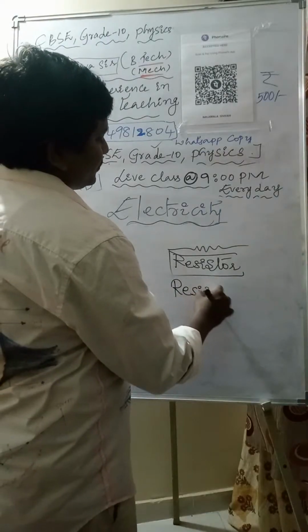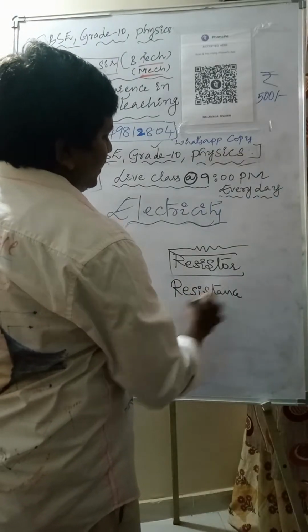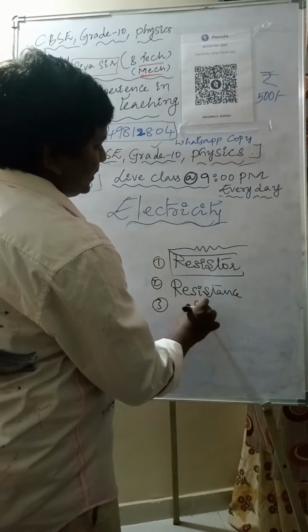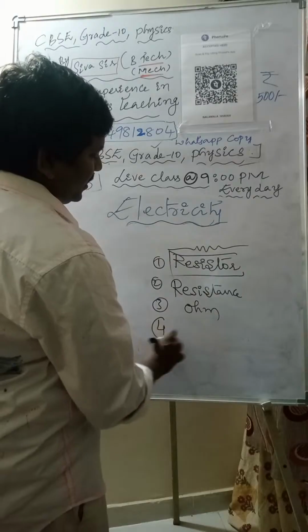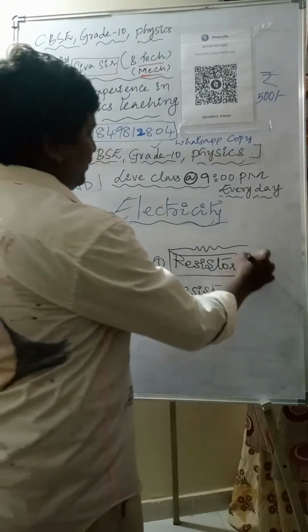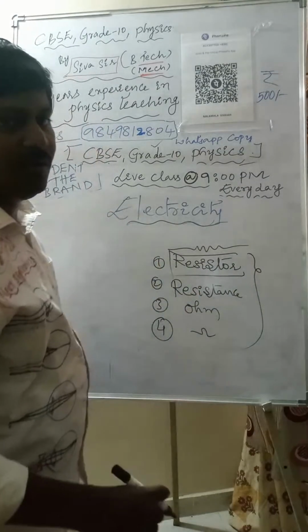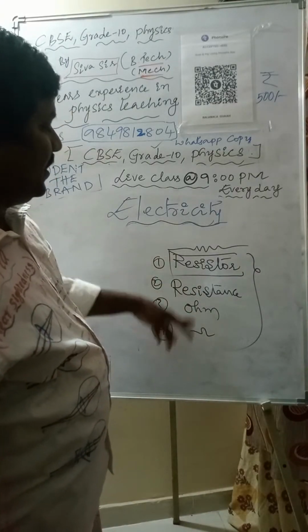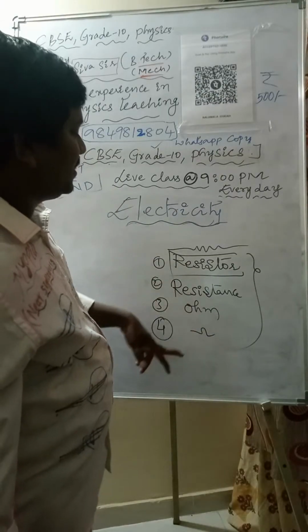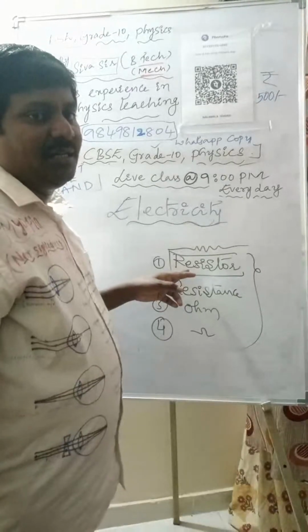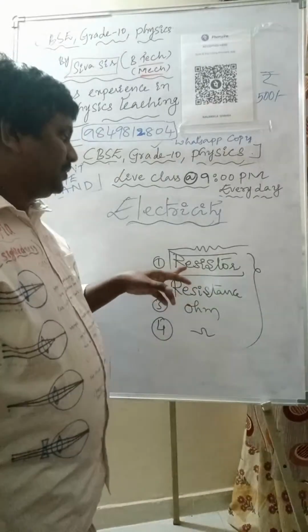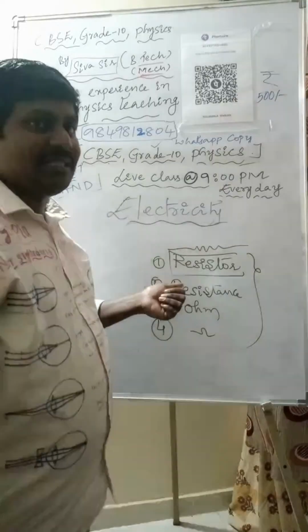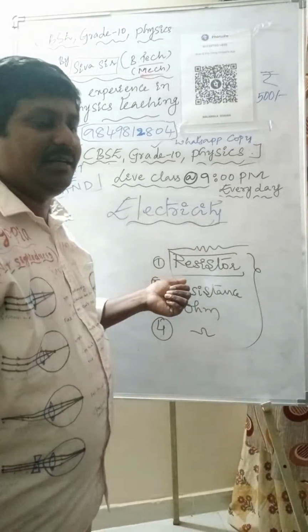Resistance, and first point, second point, third point, ohm, and the fourth point is the symbol. These four points are very important, you can note them down: resistor, resistance, ohm, and symbol. A resistor is a device which is used to oppose electric current. Resistance is the phenomenon of opposing the electric current.